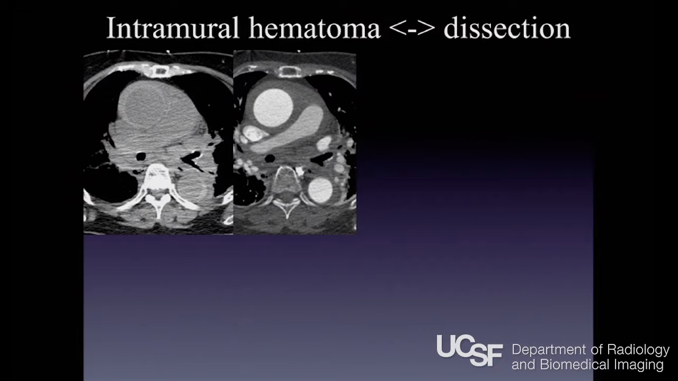Let's briefly talk about intramural hematoma and dissection. Many people don't realize that these are thought to be, when due to hypertension, which is the most common cause of both of these, within the same spectrum. They have a spectrum of disease. And here's an example of a type A intramural hematoma. We see this thickening of the wall of the ascending aorta.